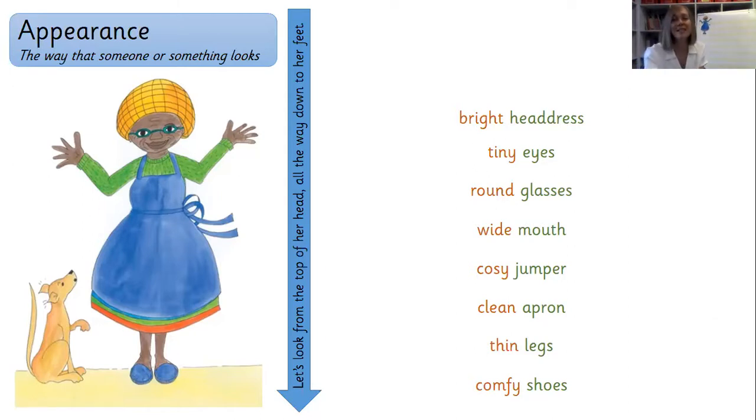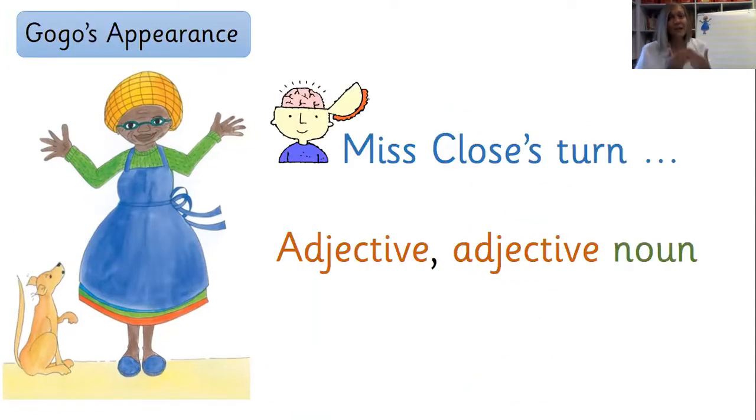So now you can see that in my orange writing, I've added an adjective, and in my green writing, I have got my nouns. And we are going to have a go at writing some sentences. And I'm going to write one about Gogo. So it's going to be Miss Close's go first.